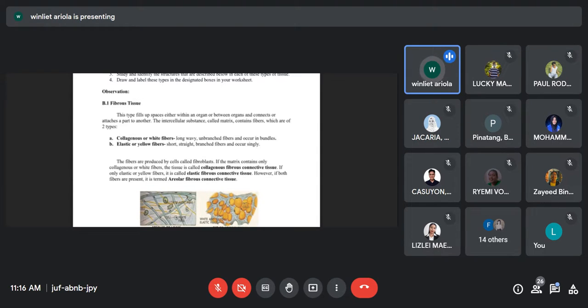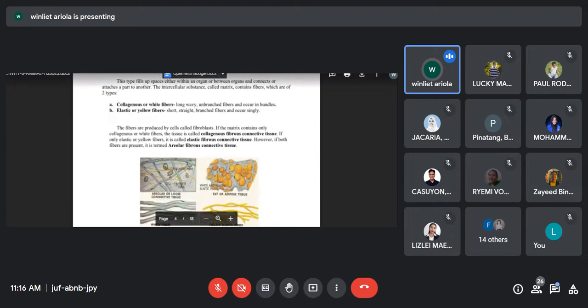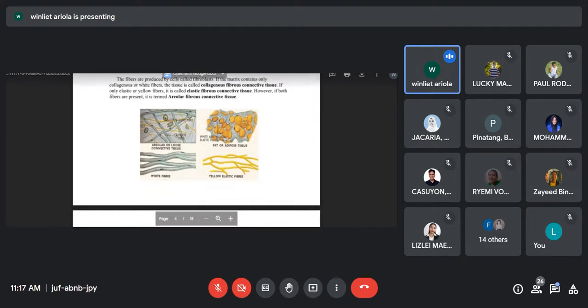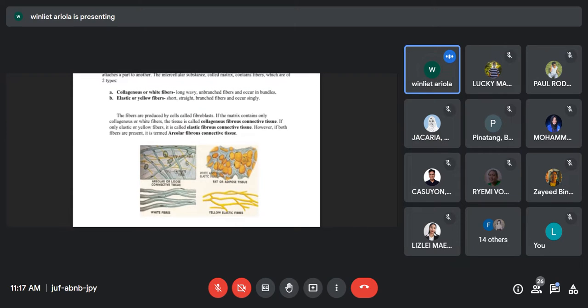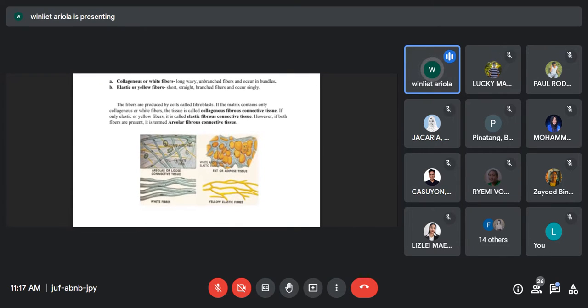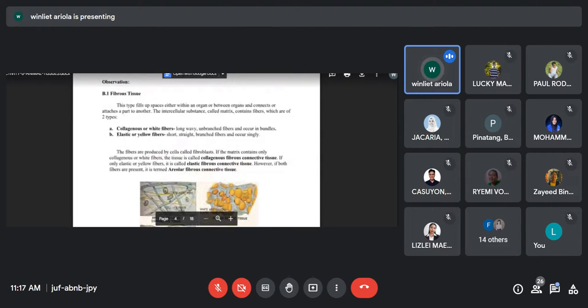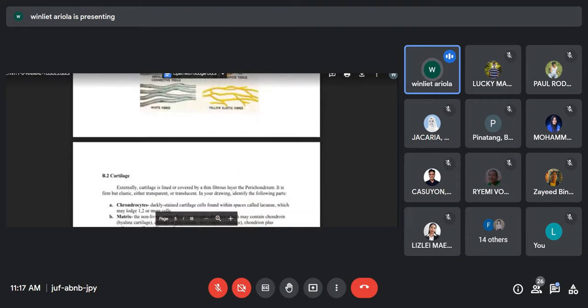So white fibers are long, wavy, unbranched fibers and occur in bundles. So dito, these are the white. While the yellow fibers are straight, short, and branched fibers and occur singly, tig-iisa. Okay? So white fibers occur in bundles while the yellow elastic fibers occur singly. So ito, the difference between the two. Again, these two are parts of the fibrous tissue.